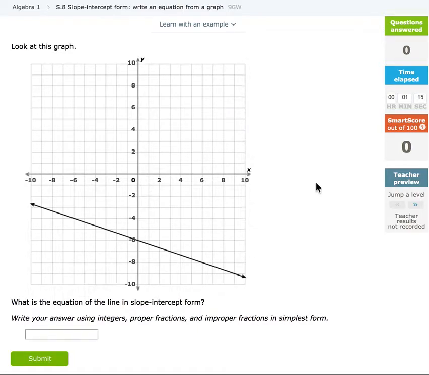Now let's go ahead and practice writing an equation from a graph. So this time we're given the graph and we have to identify both the slope and the y-intercept in order to be able to write the equation in slope-intercept form. Remember, the form is y equals mx plus b, where m is the slope and b is the y-intercept.